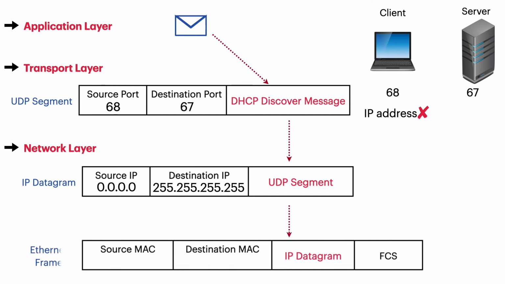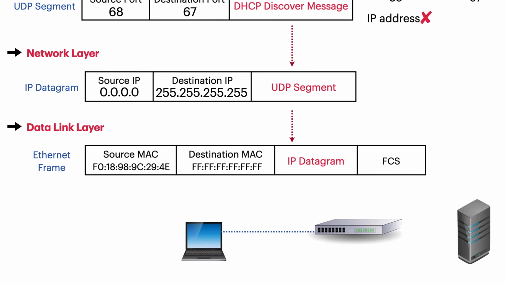The IP datagram is then placed in an Ethernet frame in the data link layer with the destination MAC address as a broadcast MAC address and the source MAC address as the computer's MAC address. Finally, the Ethernet frame is transmitted by the DHCP client in the network using physical layer media. The switch receives the frame and checks the destination MAC address. Since it is a broadcast MAC address, the switch transmits the frame to all of its ports.